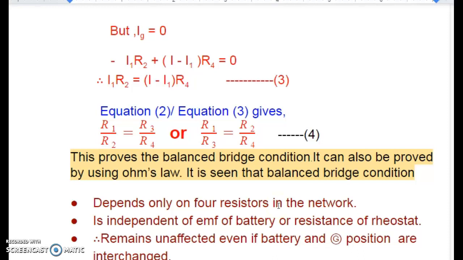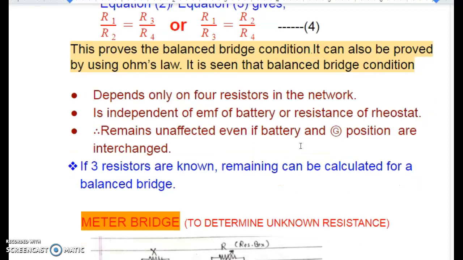the balanced bridge condition remains unaffected even if battery and galvanometer positions are interchanged. That instead of galvanometer if I connect a battery, and instead of battery if I connect a galvanometer, the balanced bridge condition is still not going to get changed, because the ratio will always remain the same in that particular case.